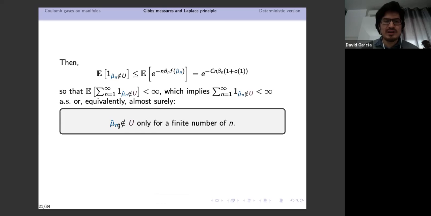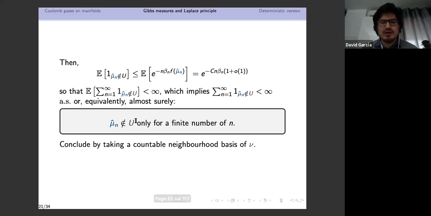So mu n hat does not belong to U only for a finite number of n, of course, almost surely. So for large n, mu n hat will be in U. And we have done this for only one U, but we can take a countable neighborhood basis of nu and repeat the argument. Since this is a metric space, the space of probability measures on M is a metric space, we can take this countable neighborhood basis and conclude.